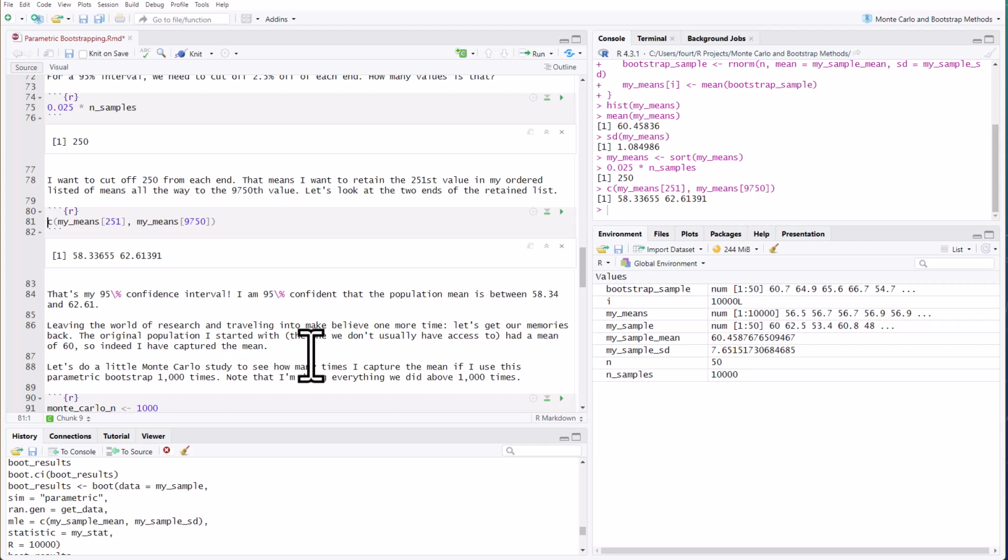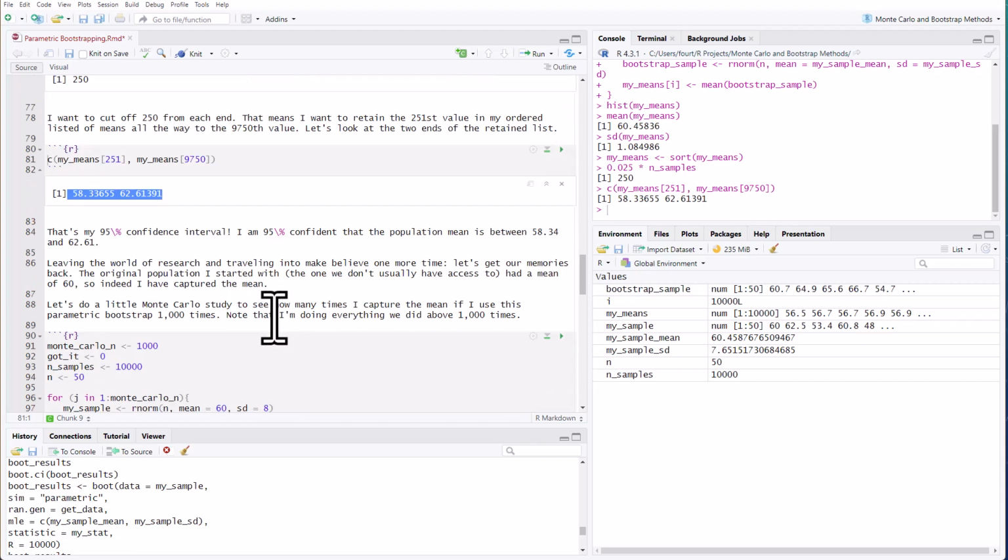All right, let's leave the world of research. Let's travel back into make-believe one more time, and we're going to get our memories back. The original population I started with, the one we are not usually going to have access to, but this time we did just to see how well this worked, had a mean of 60. So indeed, I've captured the mean here. The mean is within 58.3 and 62.6. Our mean is 60. I'm 95% confident the mean is somewhere in there, and all I'm saying here is indeed it was.